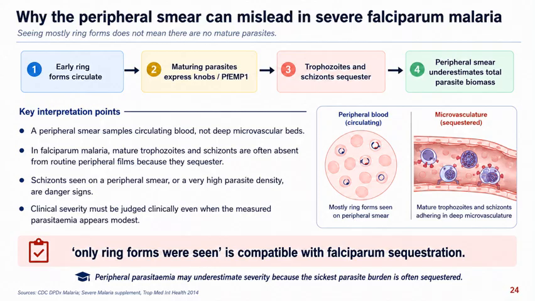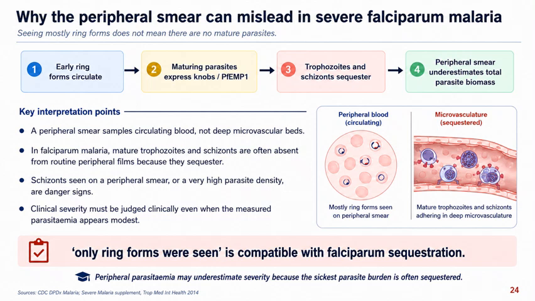Please note that a peripheral smear sample represents circulating blood, not the deep microvasculature. Early ring forms circulate in this blood. As the parasites mature, they express knobs and PfEMP1, adhere to endothelium and sequester. Therefore, a routine Plasmodium blood film often shows ring forms and gametocytes, but few mature trophozoites and schizonts. This does not mean that the mature parasites are not present. It means they are hidden somewhere.